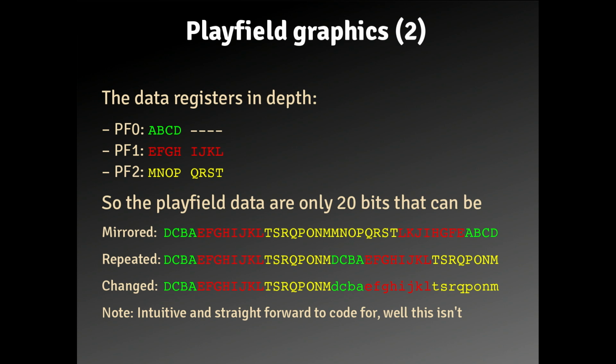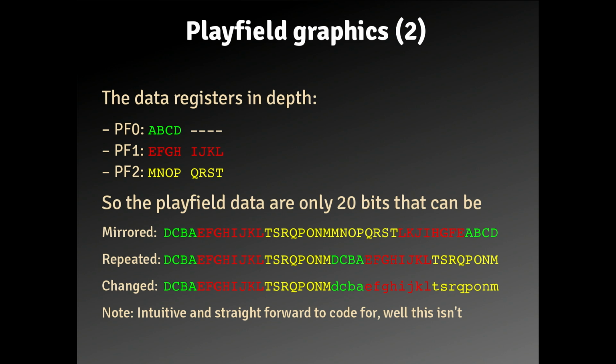So, these are the registers in depth. We're going to see the 20 bits of data in there and how they are displayed on the screen. Usually you would say, okay, it goes through in order. No, it doesn't. There's only one part that goes through and the others are reversed. If you mirror it, then you get it back reversed, so sometimes original and then the other part reversed. If you repeat it, it's repeated.